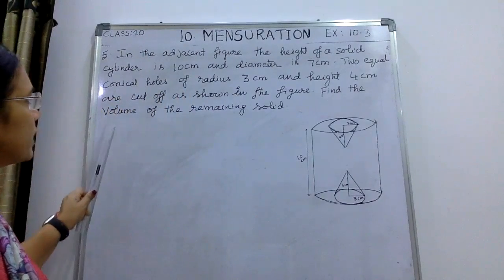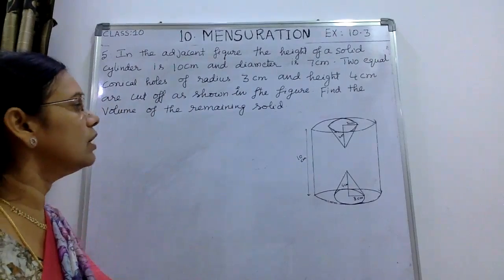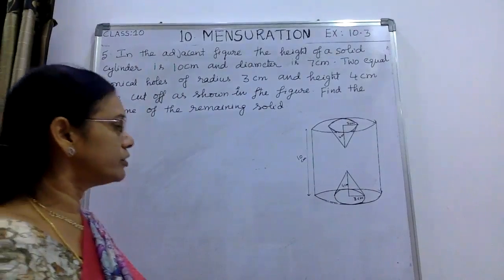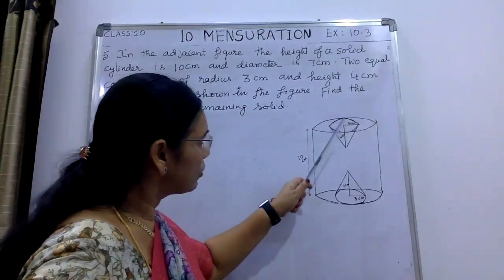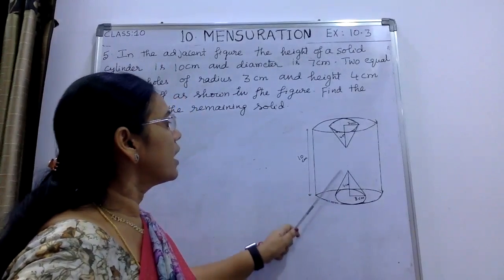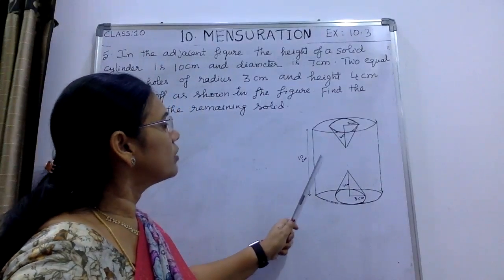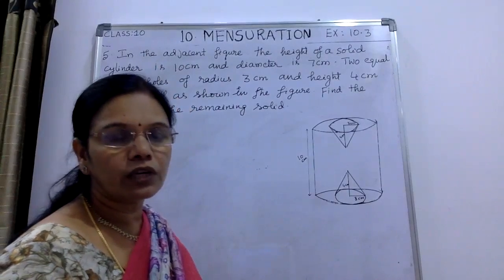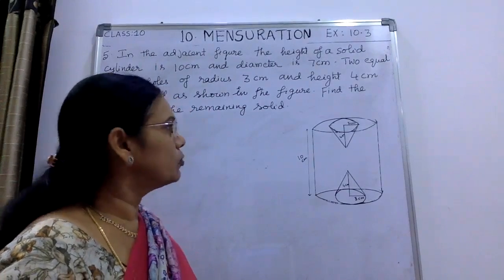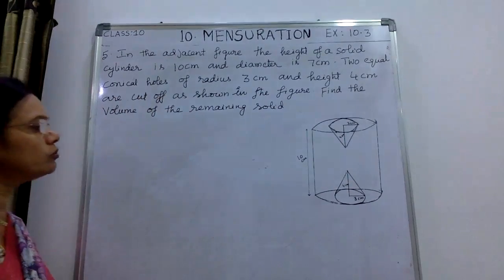So we need to find the volume of the remaining solid. After cutting two conical portions, there are two conical holes in this place and we need to find the volume of the remaining solid after extracting two conical shapes from the given cylindrical shape. Now, what do we do?